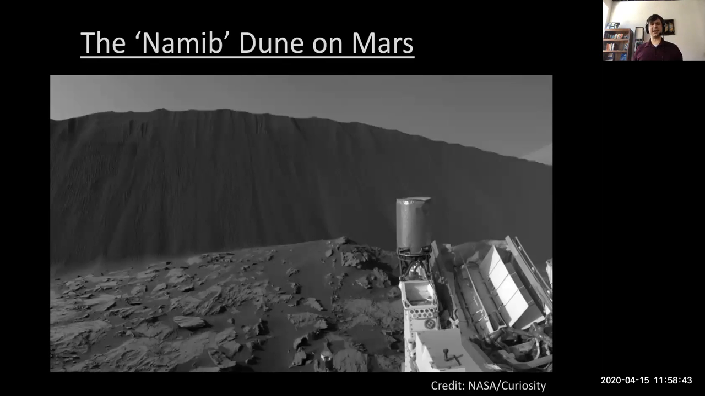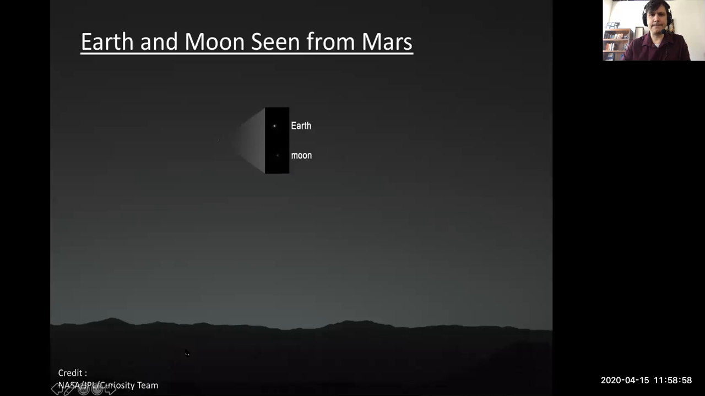So Mars has sand dunes. Here we have what's called the Namib dune. You can see a little bit of the Curiosity rover, and you can see this tall sand dune right here. And then you can see this dusty surface with rocks sticking out. Here's another view where Curiosity actually looked up and could see the Earth and the moon if you really zoom in. And yes, it could resolve both of them.